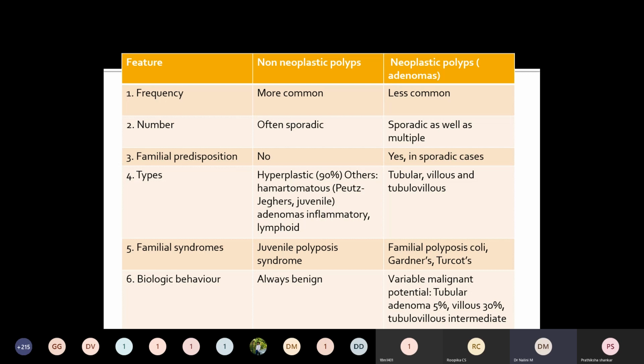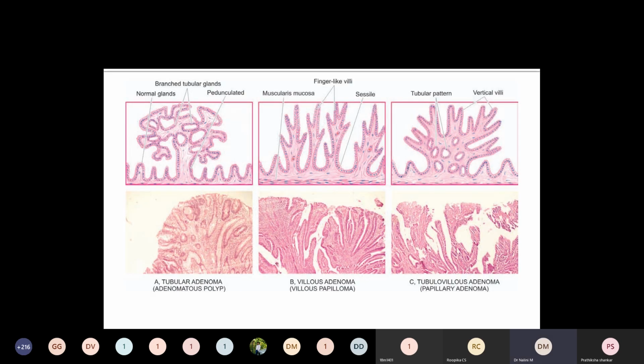Familial syndromes, we have discussed. There could be familial syndromes associated with both types of polyps. And biological behavior, neoplastic or adenomas tend to turn malignant more commonly, but non-neoplastic do not unless they are associated with adenomas. So this is a summary of what we have seen. This is the branching tubular glands, the tubular adenoma, this is the villous, and this is the tubulovillous pattern.